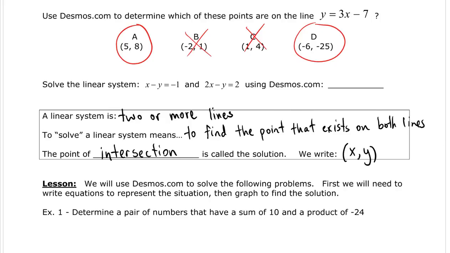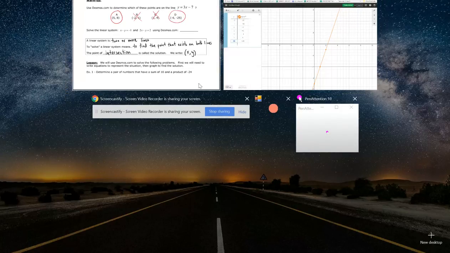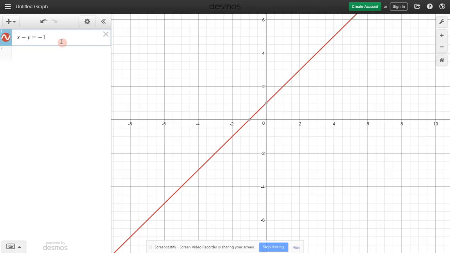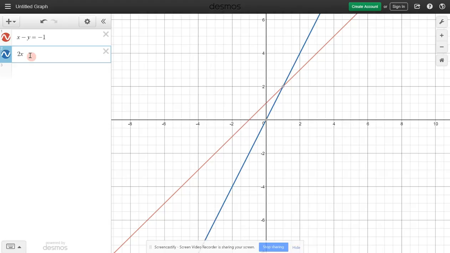Okay, so if I look onto Desmos now, let's go back to Desmos. I'm going to erase my first line here. Let's make a blank graph. And I'm going to type in the first equation. So we have x minus y equals negative 1. And so it's going to plot that line. And I'm going to click on the space below it to enter my other line. So 2x minus y equals 2.